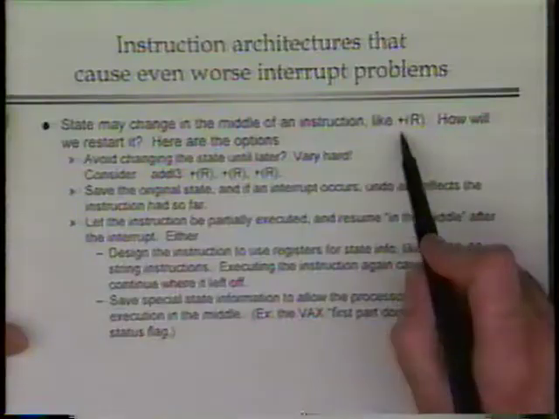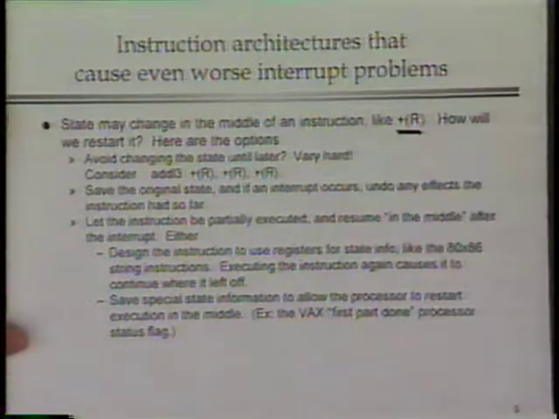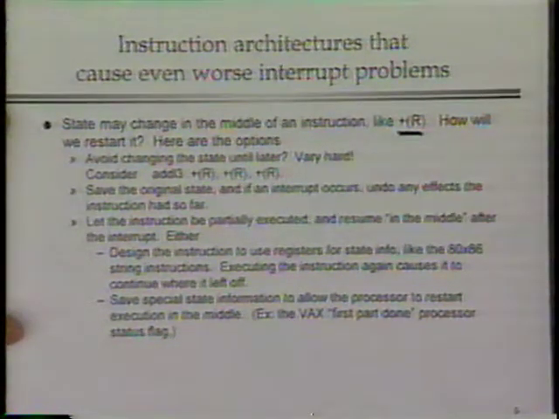But that's a good introduction to the next slide, actually, because in fact we solved the problem fairly neatly with DLX by forwarding an interrupt flag along. But for other instruction architectures, it can get a lot worse. Consider, for example, I mentioned this before, the state changes in the middle of an instruction, like an auto increment. How do you restart that instruction if it's partially executed?